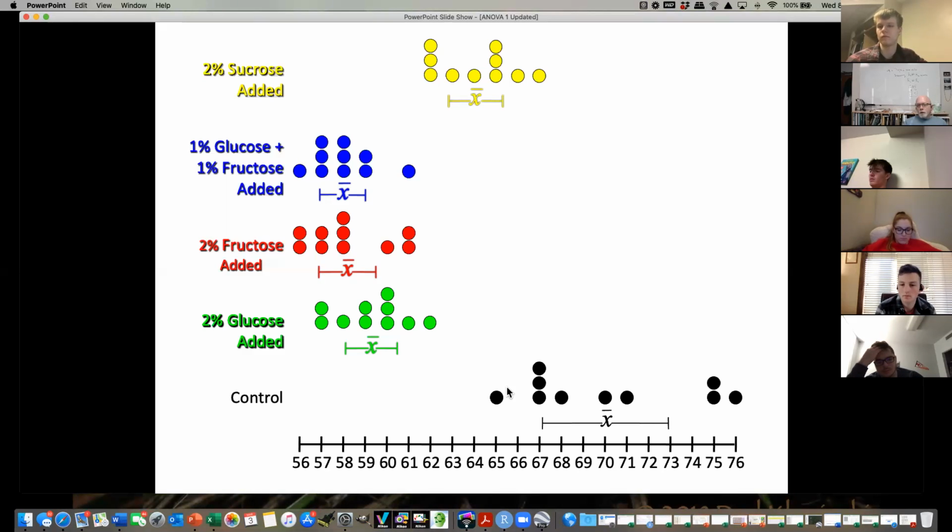So if we took 10 pea plants and planted them in the ground again, 10 different pea plants, watered them the same way, gave them the same amount of light, et cetera, we would calculate a mean, and there's a 95% chance that that mean would fall within this range. There's a 5% chance that that mean would fall outside this range.